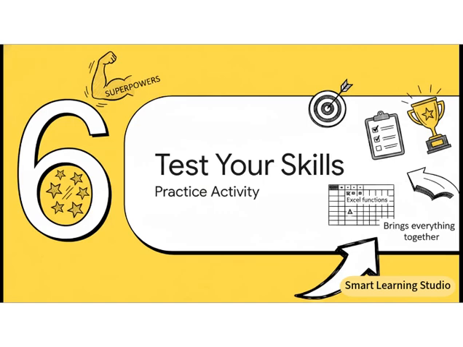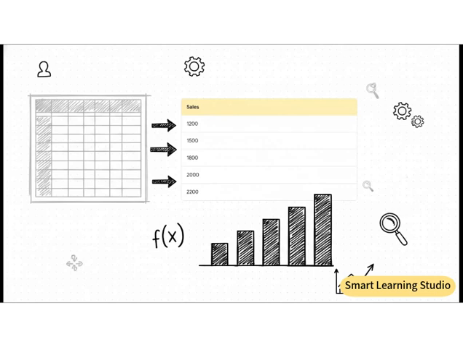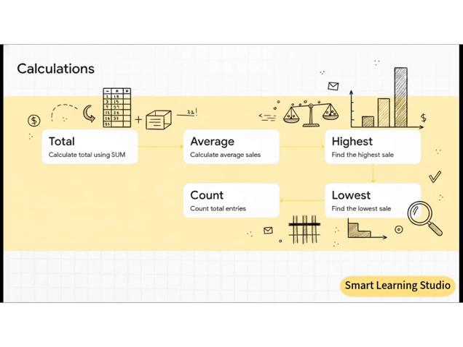Finally, Section 6. Let's test your new skills. I want you to actually try this out. Open up a blank spreadsheet and create this exact sales data set. Just drop these 5 numbers into a column: 1,200, 1,500, 1,800, 2,000, and 2,200. Once you've got those in, I want you to work your way through these 5 practical calculations.